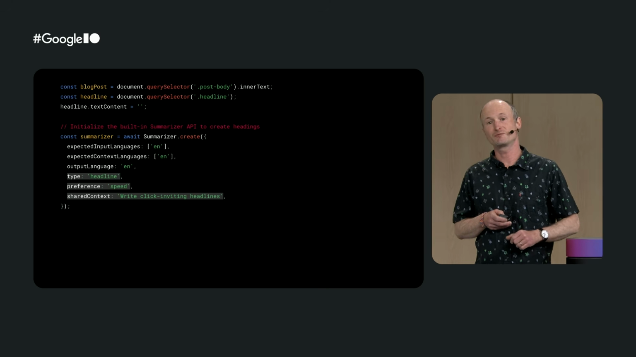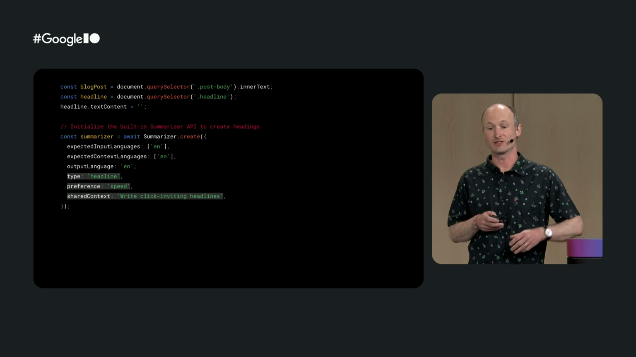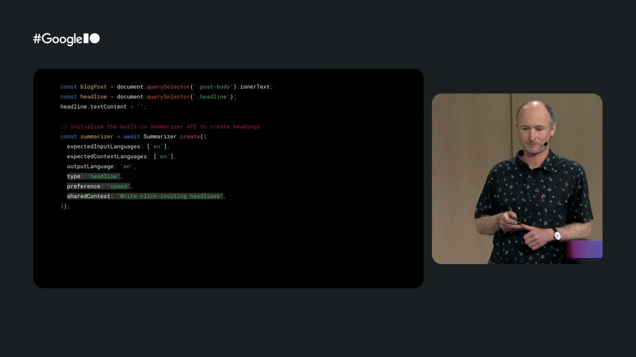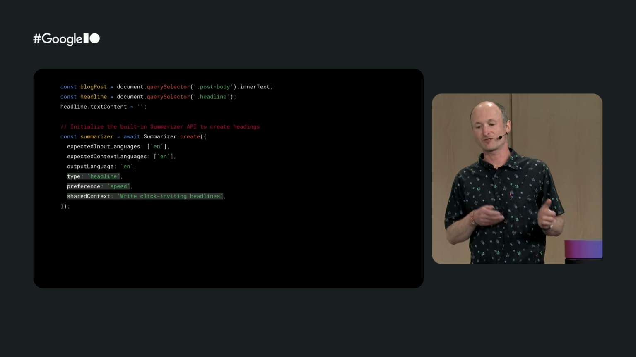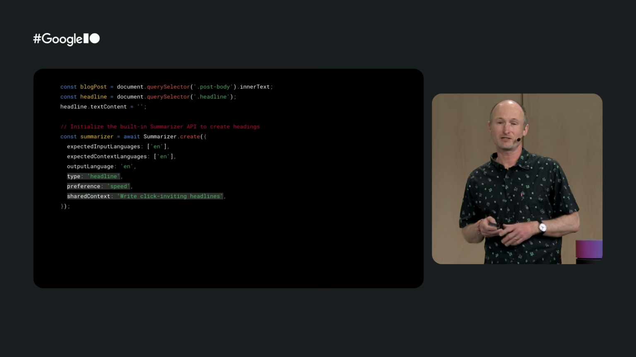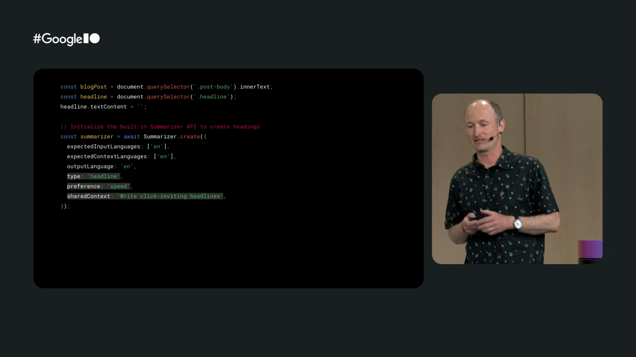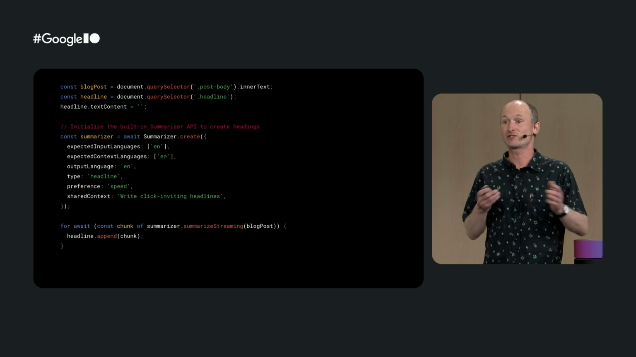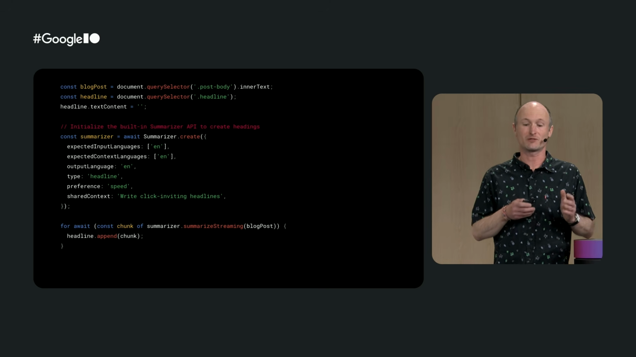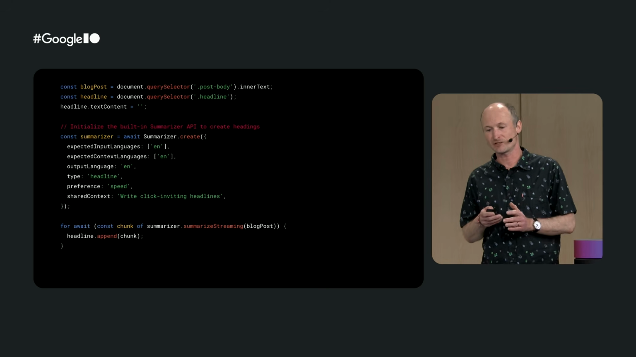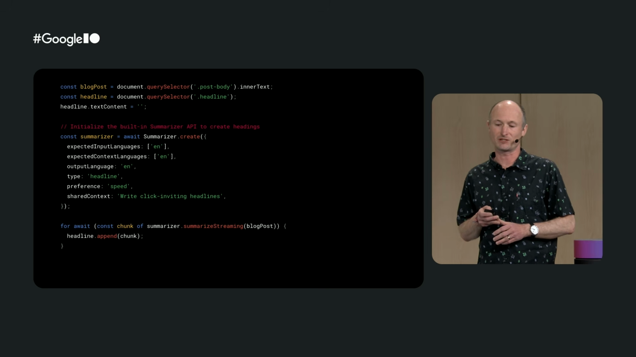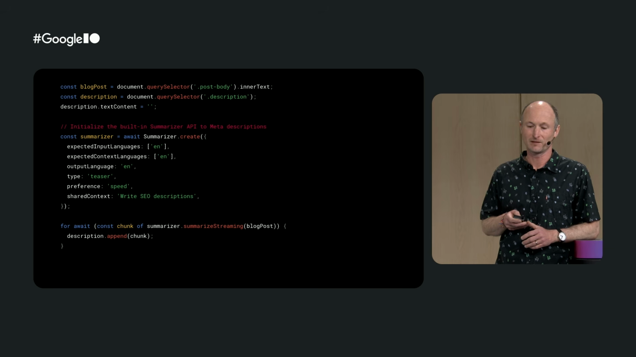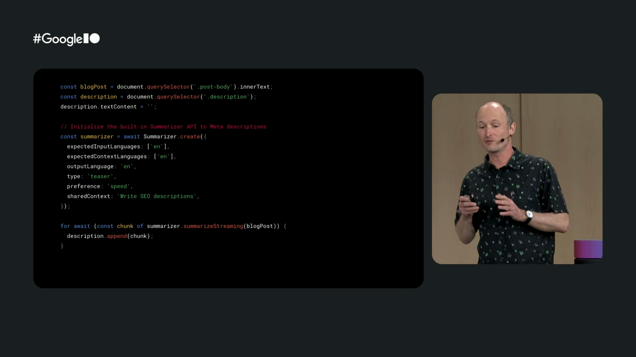The type of the summary should be a headline, and our preference is speed, which means internally a smaller AI model is used. Finally, we provide the model with some context, concretely that it should create click-inviting, not click-baity headlines. All we need to do now is call the summarizer's summarize streaming method, passing it the blog post text, and then iterate over the chunks as they are returned by the resulting readable stream, and append the chunks to the headline. The meta description generation works almost the same.